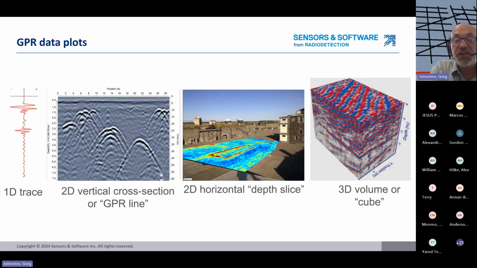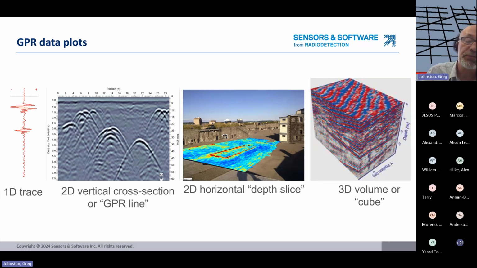When multiple GPR lines are collected to cover an area, they're either collected as a grid or as a pseudo-grid. They can be combined, processed, and plotted as a series of depth slices. And a depth slice is a 2D horizontal map of the subsurface. And the last way is 3D plots. So grids can also be plotted as 3D volumes or cubes, as shown on this image on the right. So EKKO Project provides all these types of plots. Now, the type of plot available to you depends on how the GPR data was collected in the field.